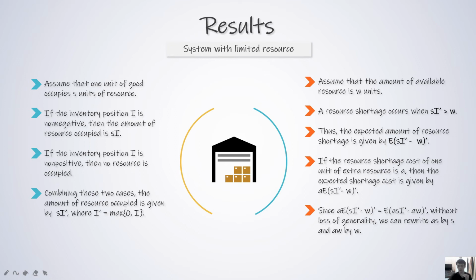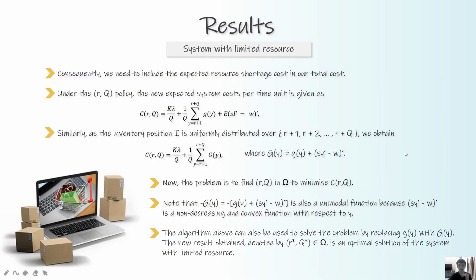Since we need to combine with the parameter A also, we will have our expected shortage cost equal to AS' minus AW'. Without loss of generality, we can just rewrite AS by S and AW by W. So we will have our final term like this. After we do the modification, which is just adding one more new term beside the equation, we will have our new expected system cost like this. So this will be our new expected system cost equation.